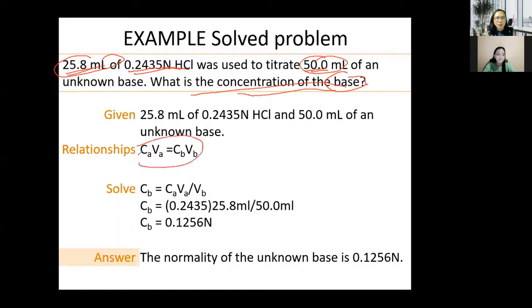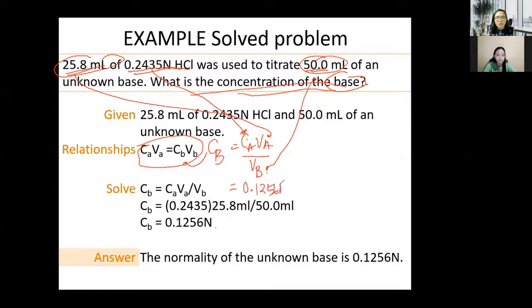Okay. Using our formula, we now get the concentration of your base into 0.1256. Okay. Paano natin nakuha yan? CB from here is equal to CA times VA divided by your BV. CA, yan yung concentration ng ating standard. VA, that's the volume of your acid used. And then the volume of your base used, that's your BV. And from the solving, you now get 0.1256 normal of the base.